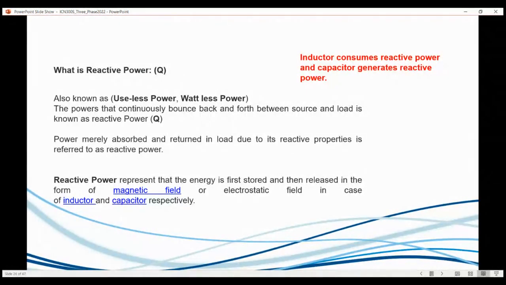Reactive power represents the energy first stored in the magnetic field and then released, because that's what inductors essentially do, in the magnetic field or the electrostatic field, in the case of an inductor and a capacitor. So what's important there, nice red note, the inductor consumes reactive power whereas the capacitor generates reactive power. So just revising all the concepts from Electrodes 2.